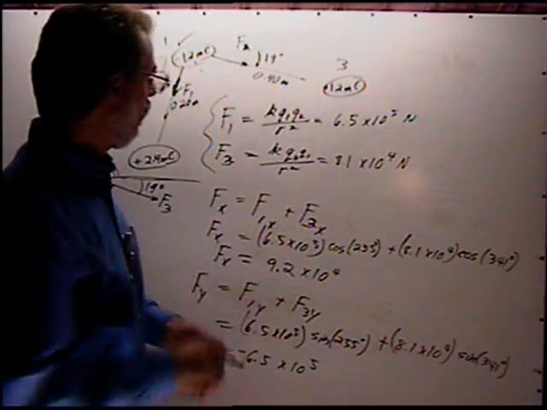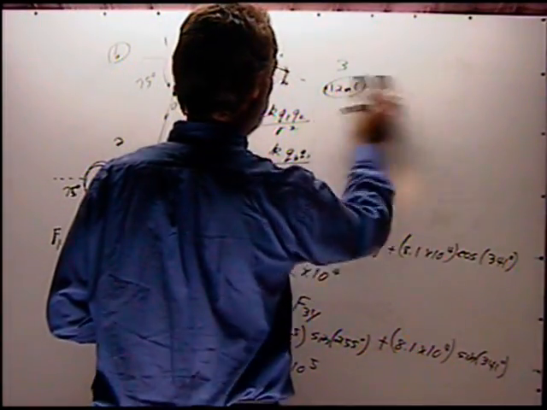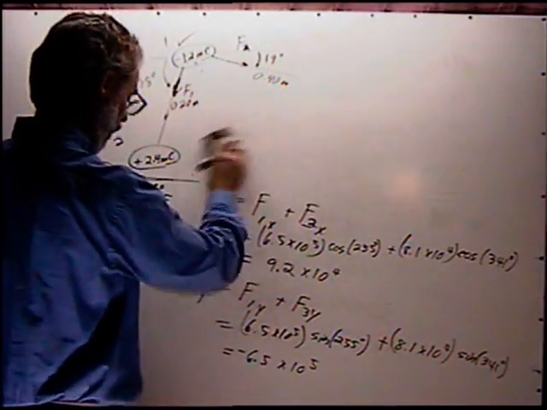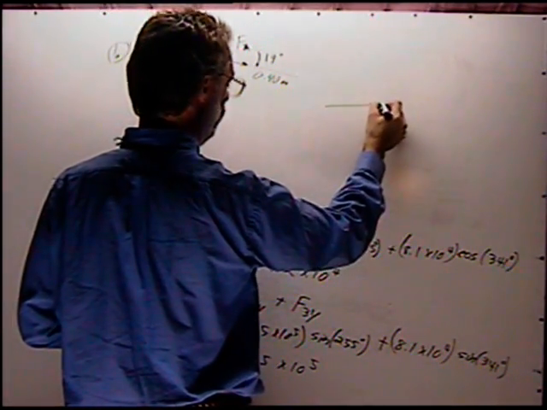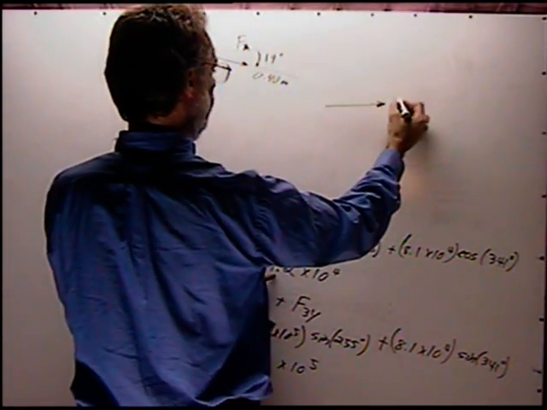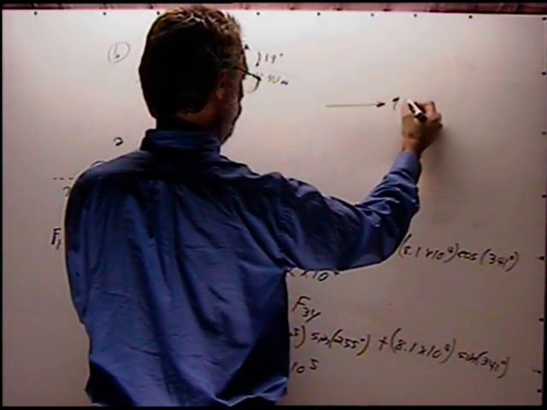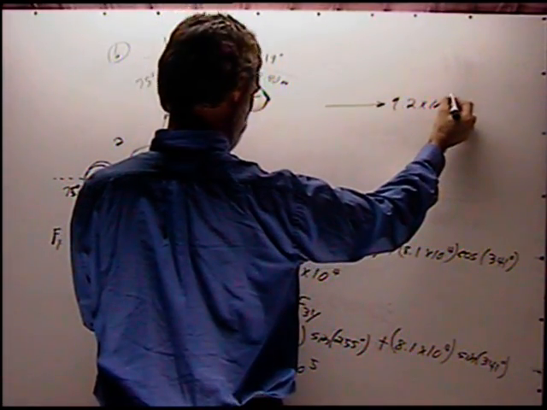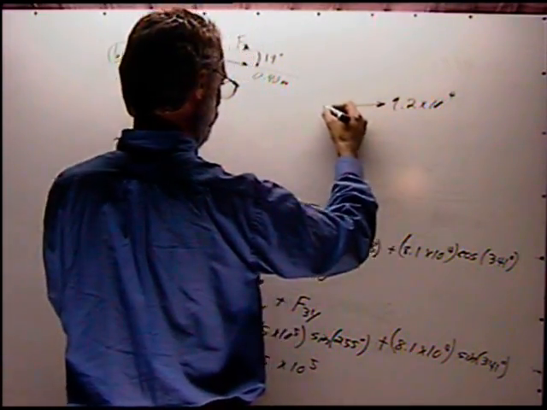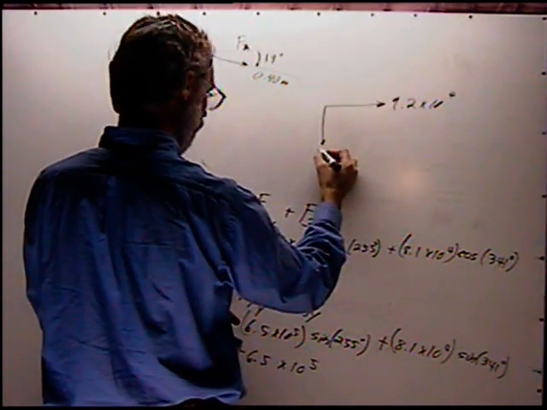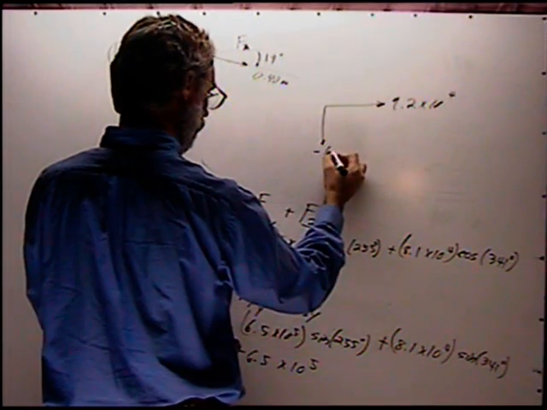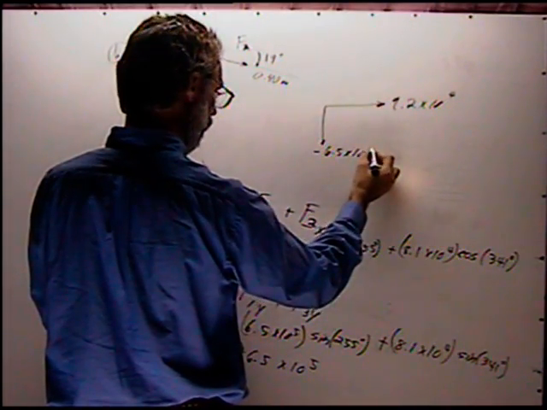Okay. So I'm going to erase this right here. So what I have is that f of x is 9.2 times 10 to the fourth, and f of y is negative 6.5 times 10 to the fifth.